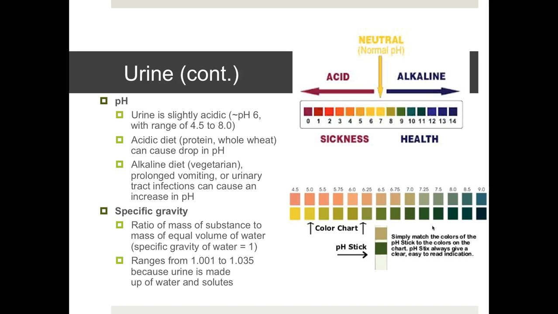So our specific gravity of urine can range from 1.001 to 1.035. And this is because urine is made up of water and solutes, and it can range depending on your water intake and other things like your diet and certain drugs that you might be taking as well. So if you have a specific gravity that is greater than that 1.035, that means you will have concentrated urine and you're probably suffering from dehydration or diarrhea or vomiting, or maybe all three. You never know.